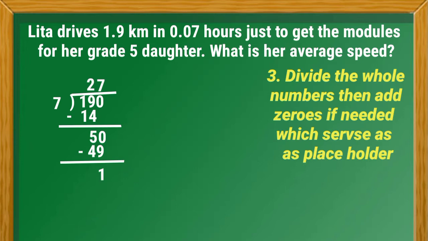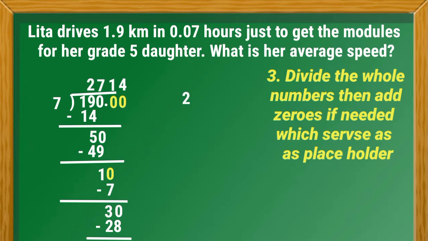50 minus 49 is 1. Since we don't have a digit to bring down, we are going to put a decimal point and then add 0. So bring down 0, 1 will become 10. 10 divided by 7 is 1. 1 times 7 is 7. So 10 minus 7 is 3. We have to continue. Again, we don't have a digit to bring down. We have to add 0 that serves as a placeholder. So bring down 0, that will be 30. 30 divided by 7 is 4. 4 times 7 is 28. So 30 minus 28 is 2.